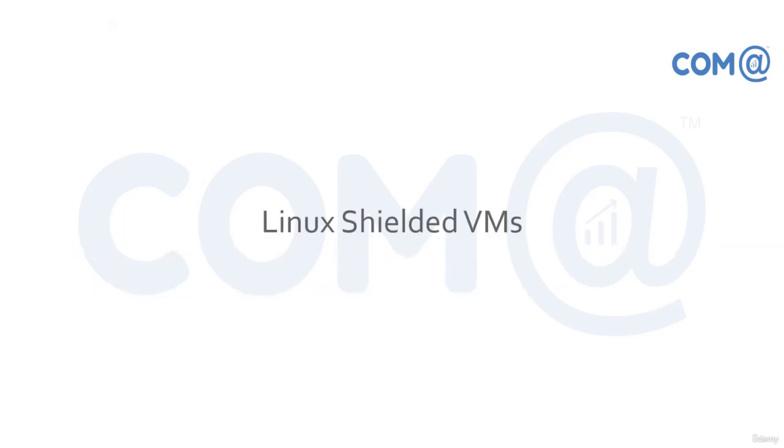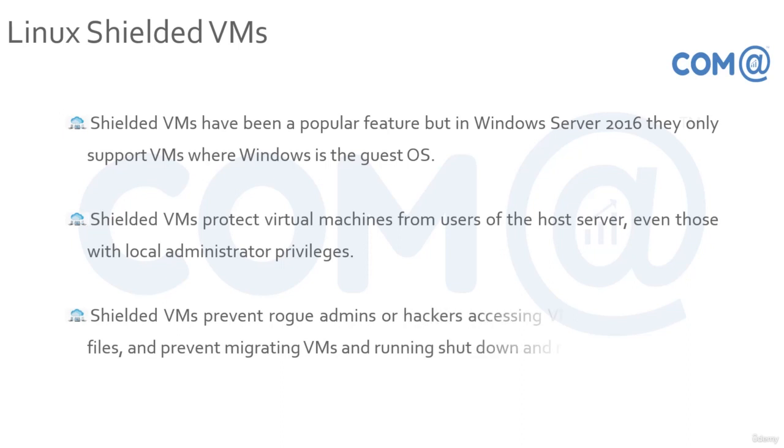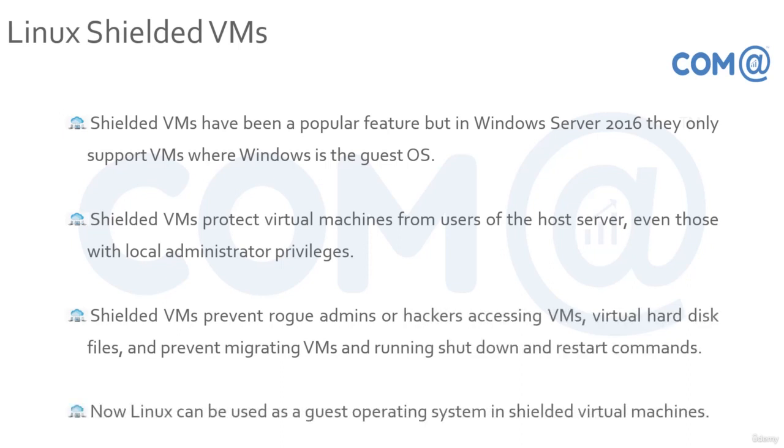And we have Linux shielded virtual machines. Basically, shielded virtual machines was a feature which was introduced in Windows Server 2016, but which can protect only the Windows-based virtual machines. That is the virtual machine which is running with Windows-based guest operating system. But in the earlier version, it cannot protect the Linux-based virtual machine. But here now, the shielded virtual machine protects the Linux platform also.